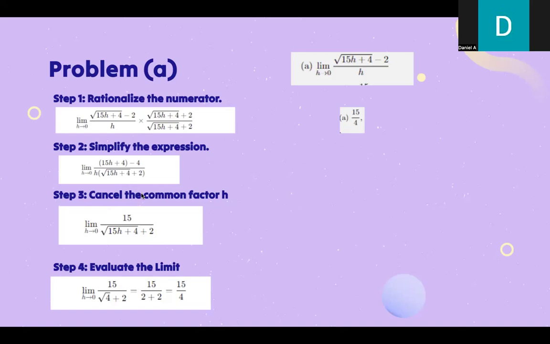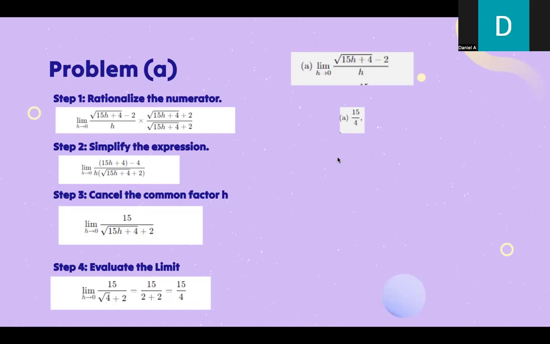As we can obviously tell, the common factor is h, and we get the 15 and the 15. We are going to go to step 4, which is to evaluate the limit. It's pretty simple math. It's limit h going to 0, 15 over square root of 4 plus 2, which equals 15 over 2 plus 2, which equals 15 over 4. And that's how we got our answer right here.